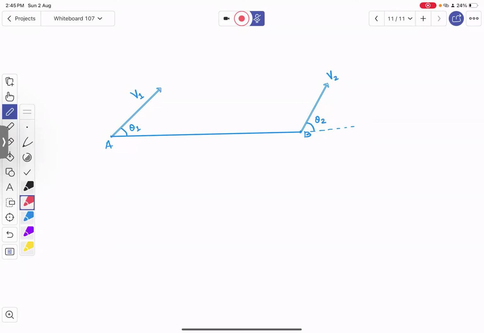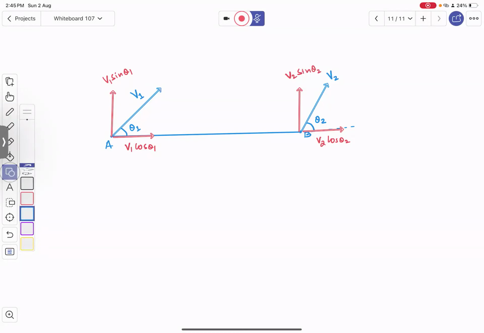So the components of V1 and V2 along the line joining them and perpendicular to the line joining them, we will find. And those are going to be V1 cos theta 1, V1 sin theta 1, V2 cos theta 2, V2 sin theta 2.